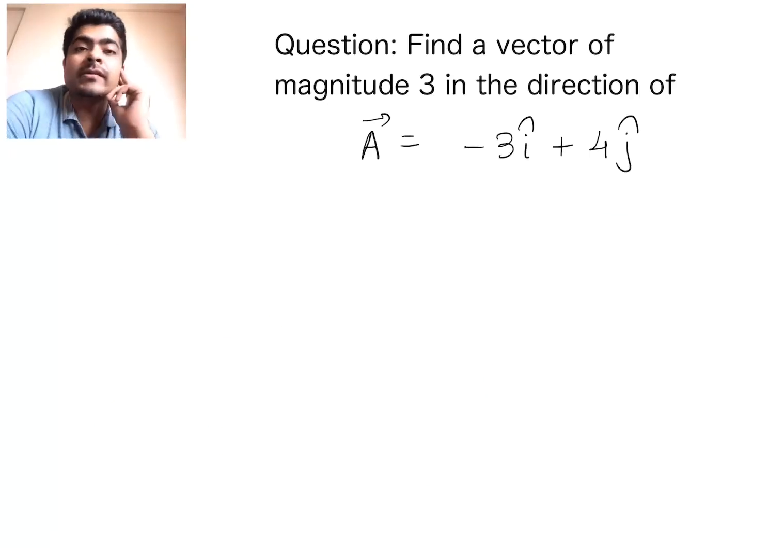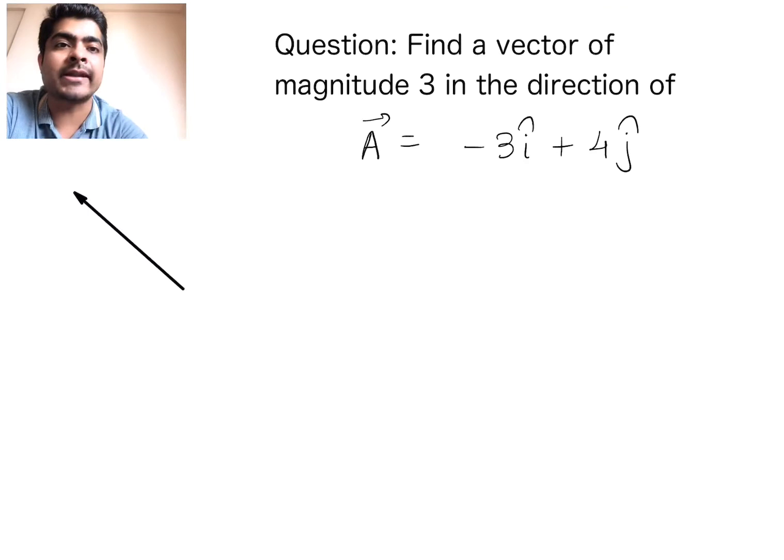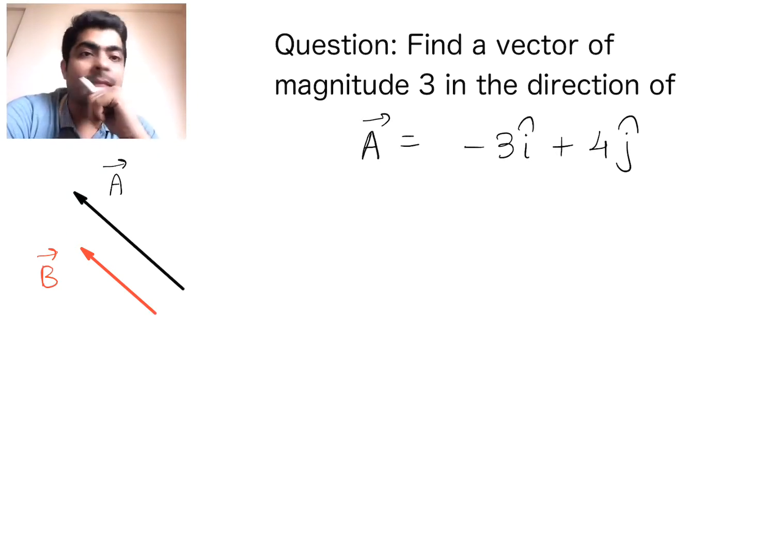Alright, try one more question. You have to find a vector of magnitude 3 in the direction of a vector equal to minus 3 i cap plus 4 j cap. Let's say that your a vector is given by this. This is the a vector. So you want to find another vector in the same direction as a vector. Let's say this second vector is b. So this is your b vector. The b vector should be parallel to a vector, in the same direction, and b has magnitude 3. Now how to find that?